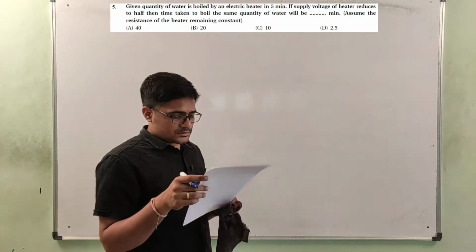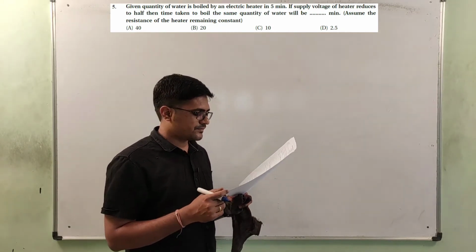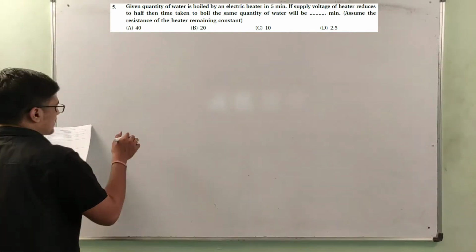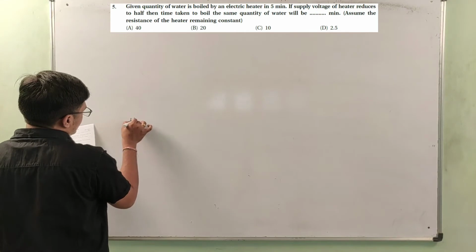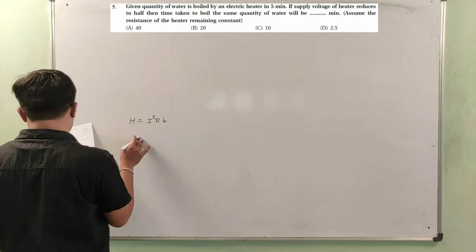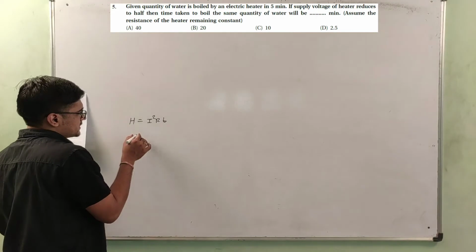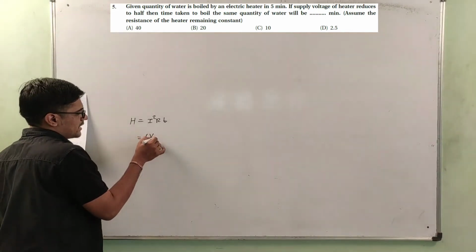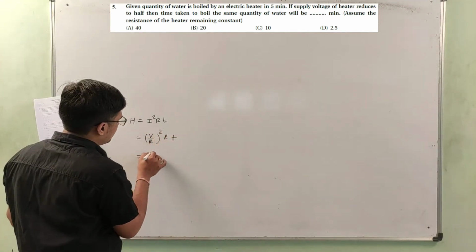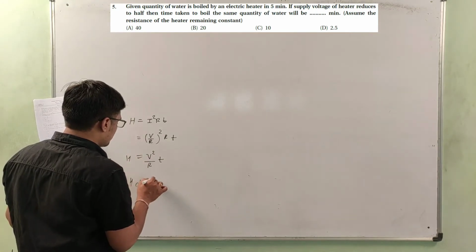Given a quantity of water boiled by an electric heater in 5 minutes. If the supply voltage of the heater is reduced to half, then the time taken to boil the same quantity of water will be? To boil the water, we require H amount of heat, which is equal to I square into R into T. Here the supply voltage relation is given, so consider I equal to V by R. So this formula becomes V square by R into T. So the heat is proportional to V square into T.